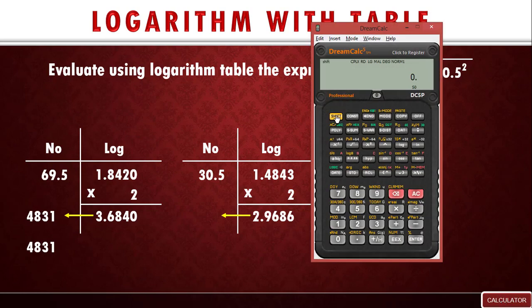So shift or second function, log, 2.9686 and press equals or enter, and that will give us 930 point. So we're going to approximate to this place. We are supposed to stop at this 2 because the antilog should be 4 digits.